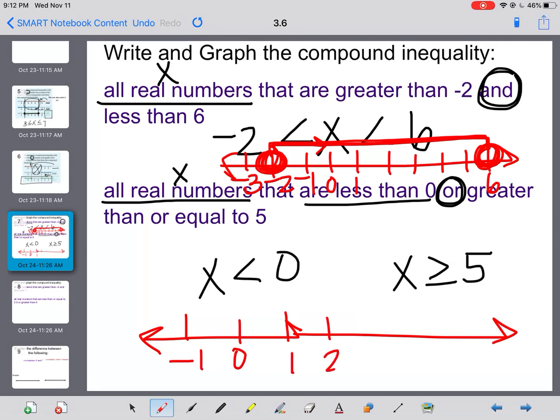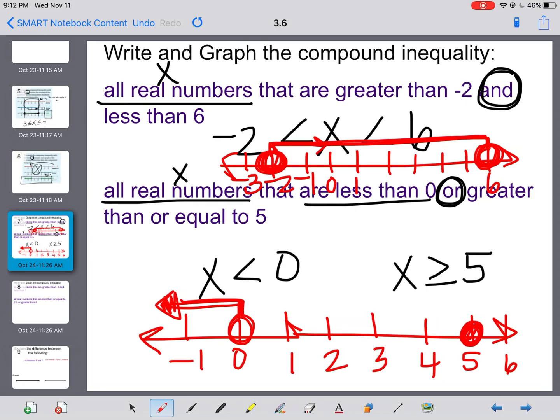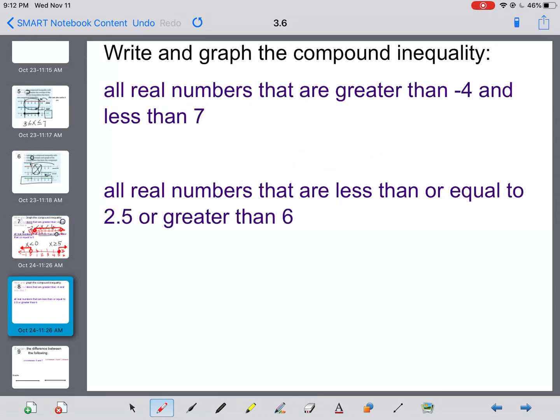All right, on the bottom here, I'm going to need one graph with 2 separate things on it. So I have to be able to go at least 0 to 5. I should probably try to squeeze in a 6. Okay, my first one, open circle at 0, and my x's are less than that. Second one, closed circle at 5, and my x's are greater than that.